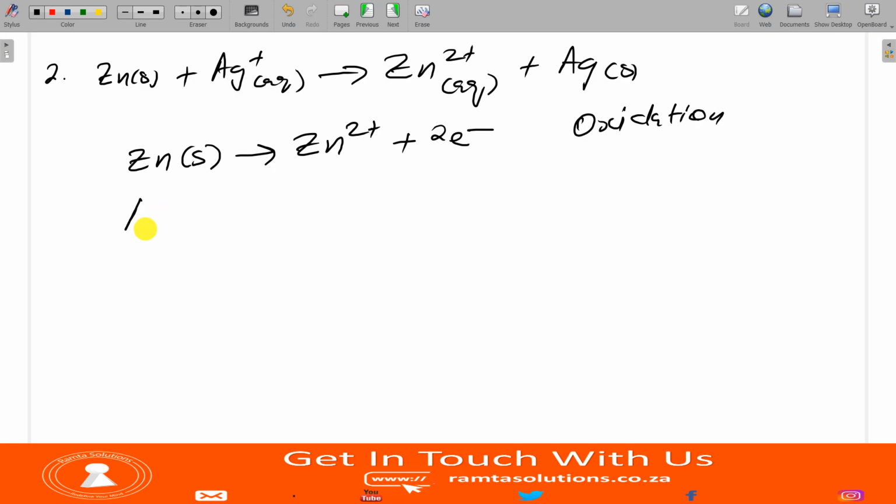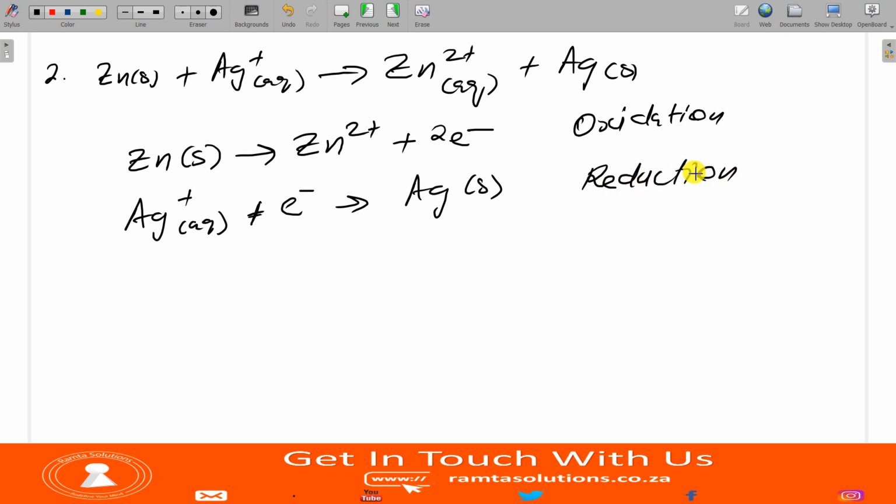Now we need silver aqueous to silver solid. So the species are balanced, but the charges are not. There's one positive charge, and to balance the charges, I will need to add one electron. So what is this? This is the reduction.